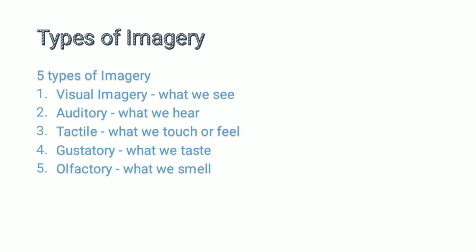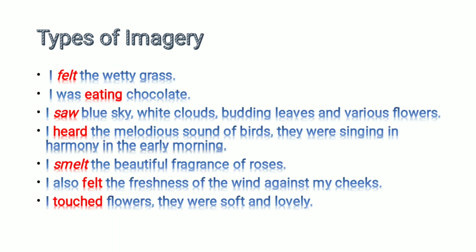For example, if you remember the story, there you see different types of imagery. For example, I felt the wet grass. Here, what kind of imagery is used? Felt. Felt is linked with tactile imagery. And what is tactile imagery? In which we are concerned with feeling and touching something. So, in the story, we see tactile imagery. I felt the wet grass.